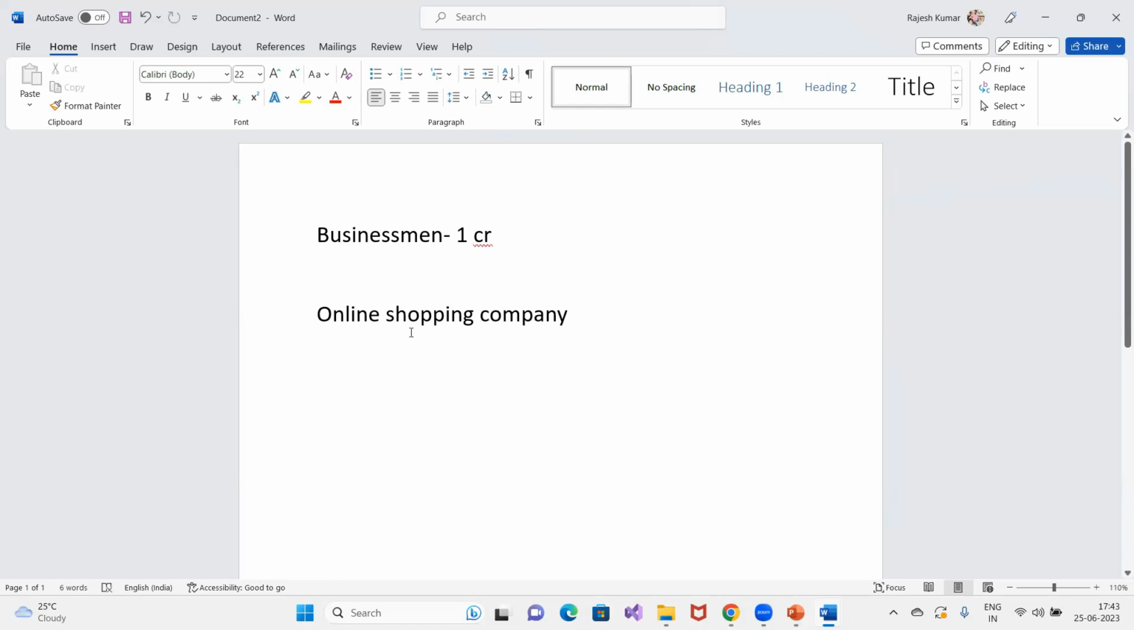Because he wants to start an online shopping company, he needs the physical servers. He will have to purchase the physical servers so that he can create the web servers in the company. He can host the online shopping website. So in order to host the services, he would need the physical servers. In order to purchase the physical servers, again, we need money. Capital is required. We have to invest.